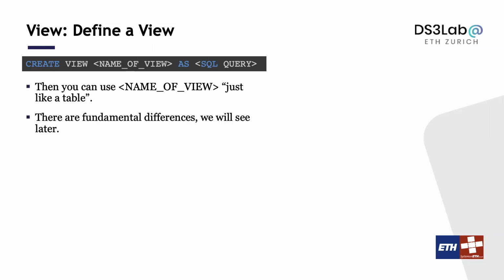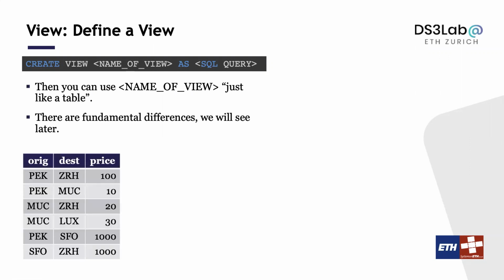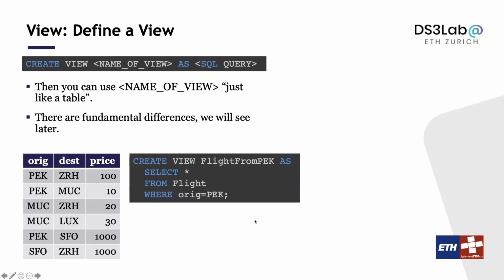So there are actually very fundamental differences between a view and a relation. Well, we are going to see that later. So let's go to one example. This is our flight table, okay? From original place to destination, and here's a price.